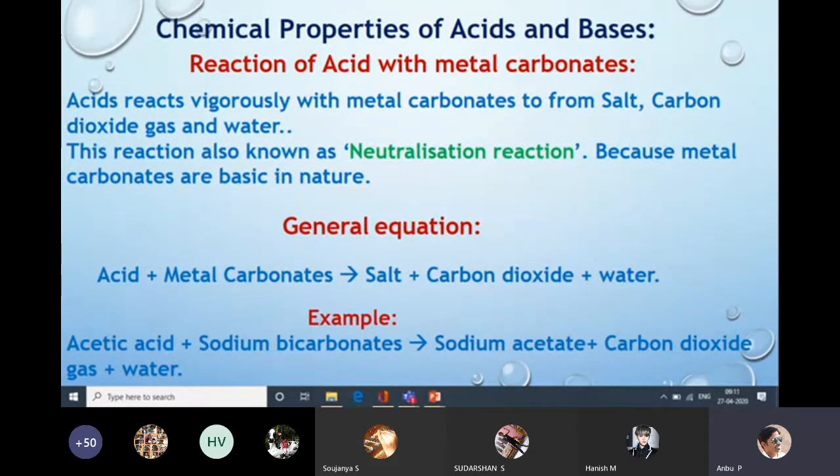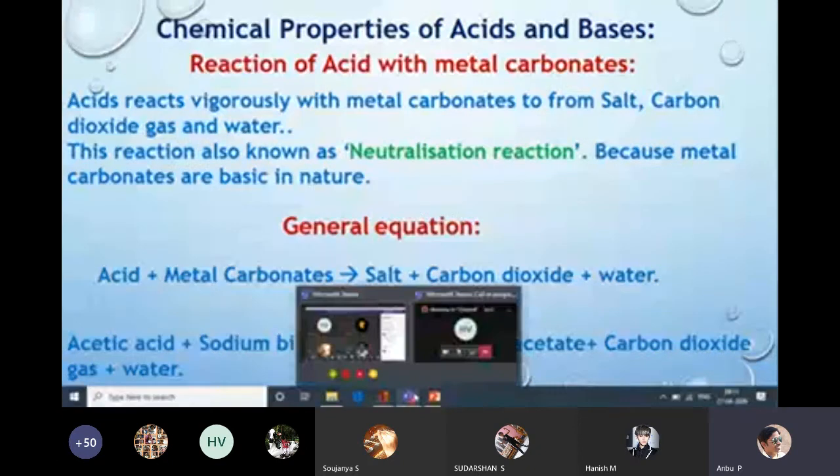So this is another property of how acids react when they are added to metal carbonates. Very simple. Metal carbonates are basic in nature, so this reaction is also called a neutralization reaction. When acids are added to the metal carbonate, they release carbon dioxide gas, water and salt. Why do they release carbon dioxide gas? Since it is a metal carbonate, the carbonate from the metal is broken down by the acid and releases the carbon dioxide gas. That is one of the reasons why it releases carbon dioxide gas. And the example is acetic acid and sodium bicarbonate, which gives sodium acetate, water and carbon dioxide.